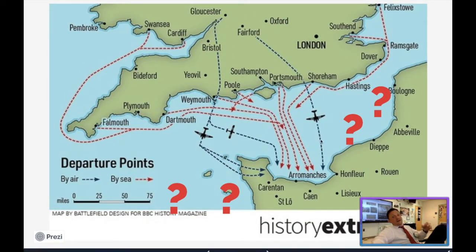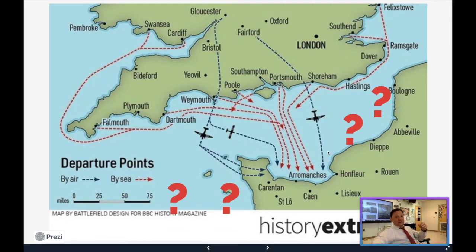So the basic method is like this. Do you see the planes right here, the blue planes? Those are paratroopers being brought in from England and dropped by parachute behind the Nazi defenses back here in the mainland of France.